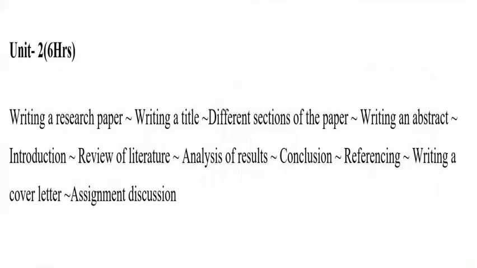Now let us go to unit 2. When we come to unit 2, it's very clear. In unit 2 we have the sections of writing a research paper. Here it is given how to write a title, and what the different sections of the paper are: writing an abstract, introduction, review of literature, analysis of results, conclusion, and referencing. So it is like the ABCDs of a research paper.